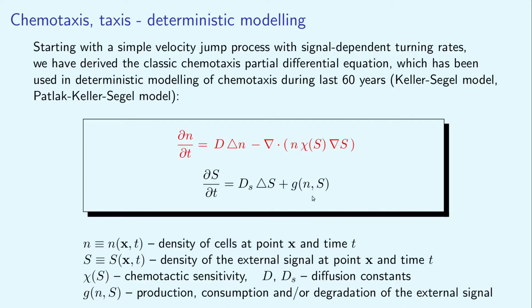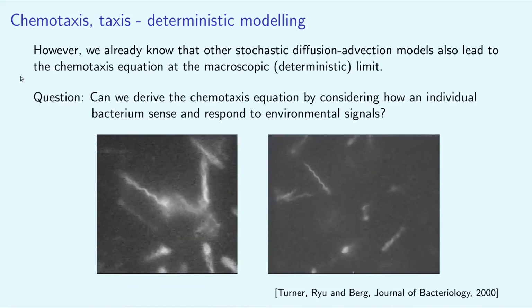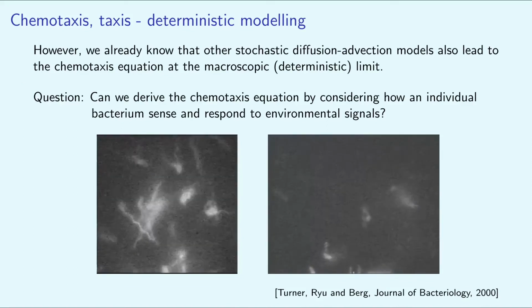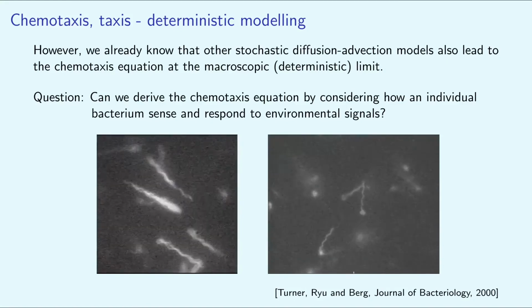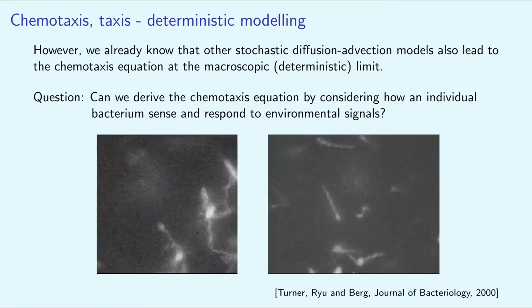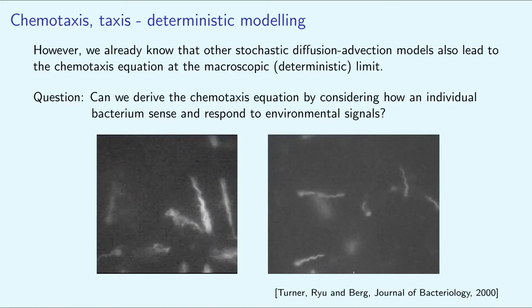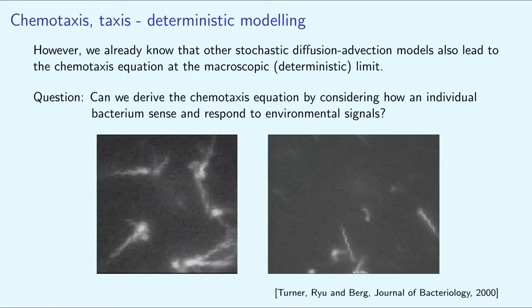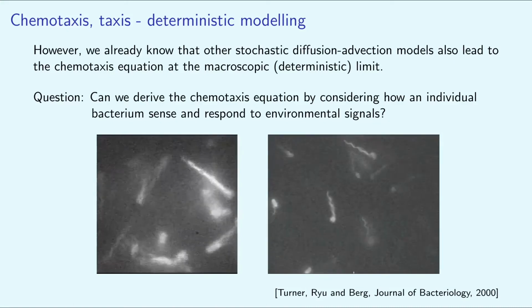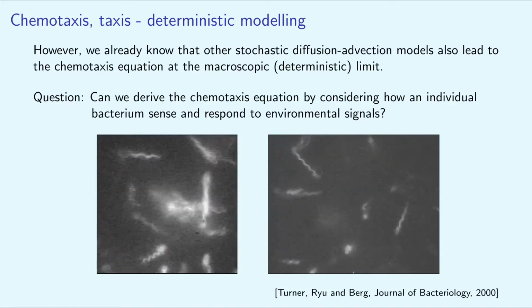Depending on the choices of these functions and parameters, there are many interesting properties of these equations, which are studied by mathematicians. So it is good that we could also derive this equation from an individual-based model. However, we already know that other stochastic diffusion-advection models also lead to the chemotaxis equation at the macroscopic deterministic limit. So an important question remains. Can we derive the chemotaxis equation by considering how an individual bacterium senses and responds to environmental signals?